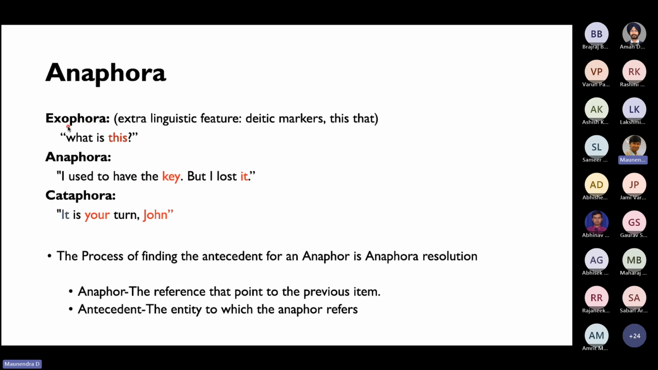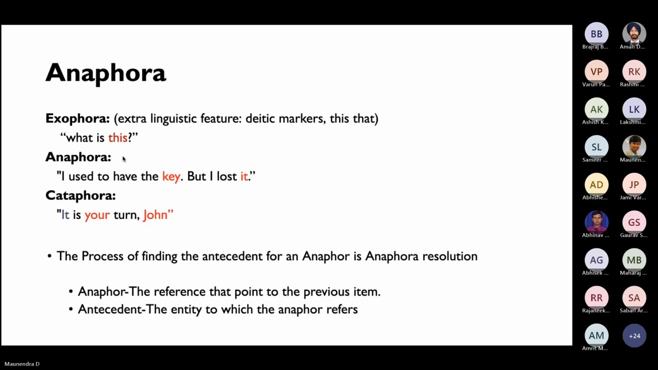And there could be something called exophora, which is an extra-linguistic feature. So when we say things like, what is this? Suppose you are not happy with something or you see something in front of your eyes and say, what is this? Now the word this here is a pronoun, but it is not referring to anything which is very clearly or concretely mentioned in the text earlier.